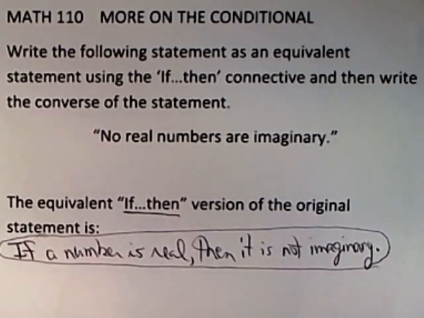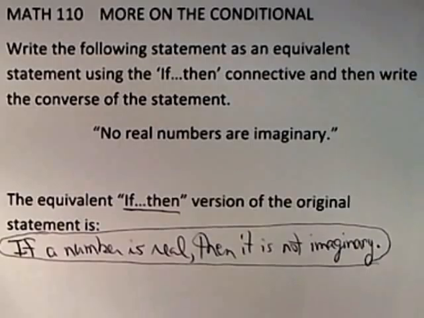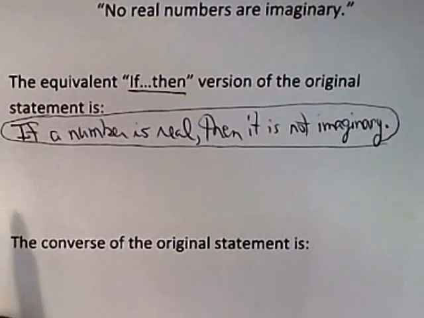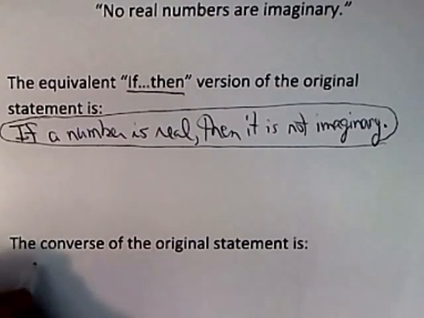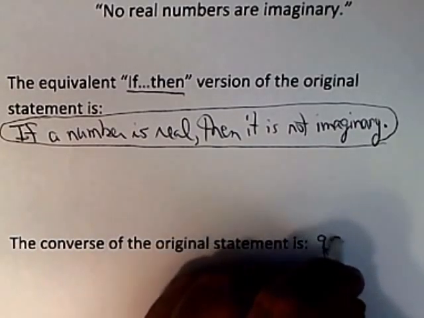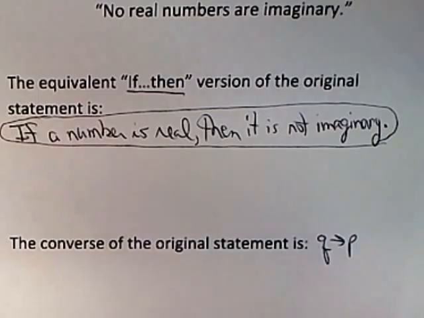You've got to think it through and make sure the statement that you write is equivalent to the original statement logically. The other part says to write the converse of that statement. So once you've got it written as an if-then, the converse part is easy. The converse of a statement, if you've got P implies Q, the converse is Q implies P. So we just simply reverse the roles of P and Q.